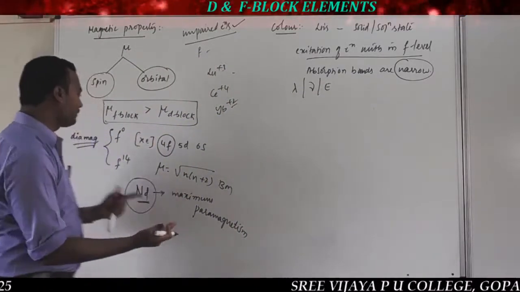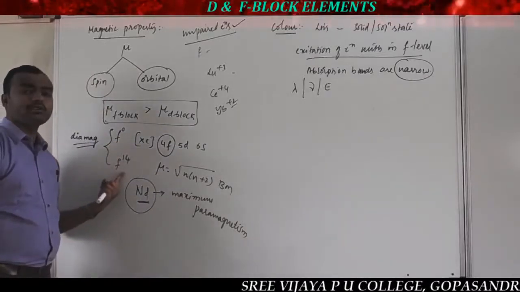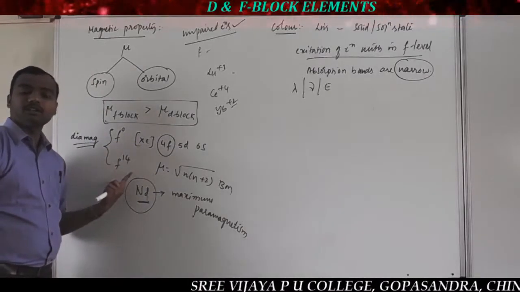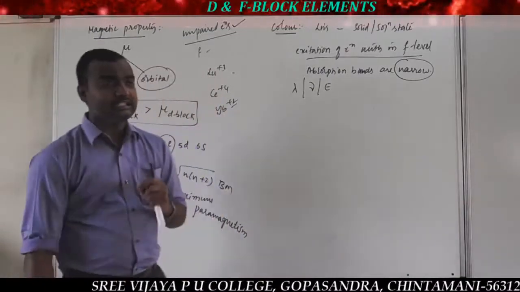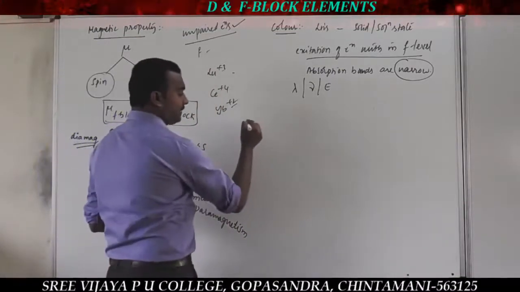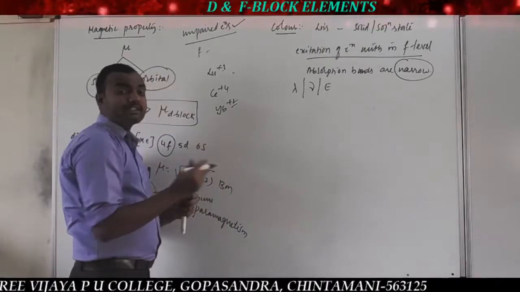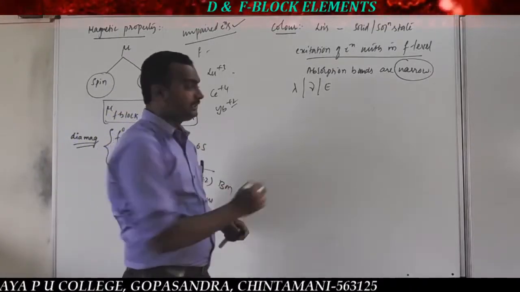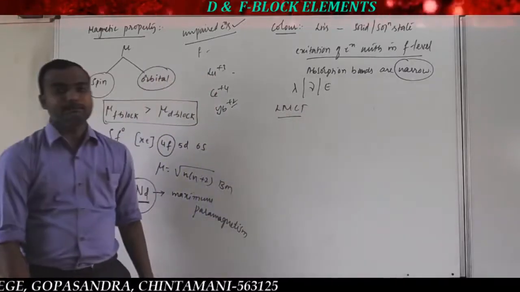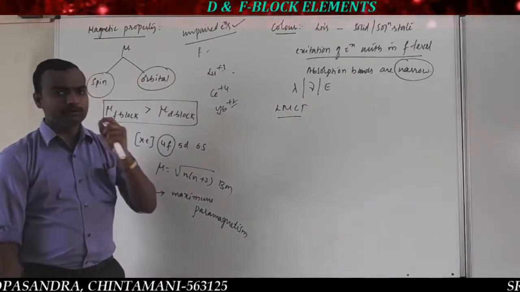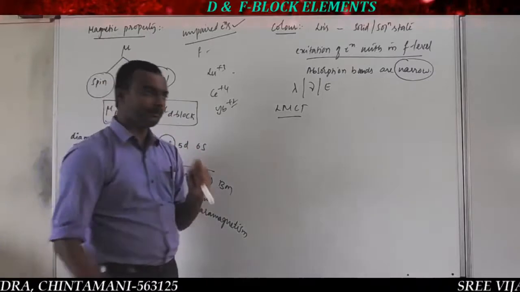Totally, wherever you take f0 and f14 configuration, that is absence of unpaired electron and they are taken as colorless. But one more thing, I have explained to you. Even though there is absence of unpaired electron, some compounds are colored in nature. That is because of one concept called ligand metal charge transfer. For that there is a particular example, but it is not in your syllabus.